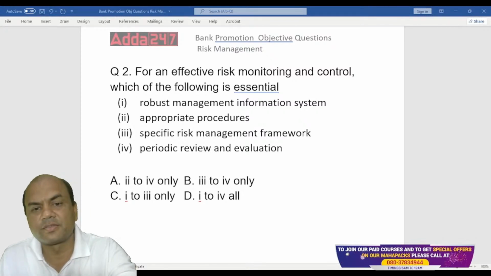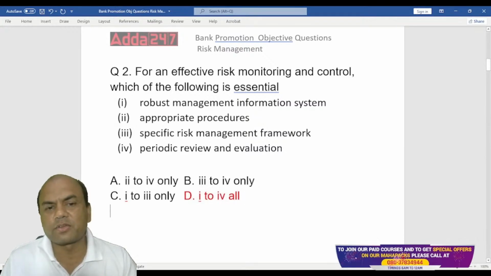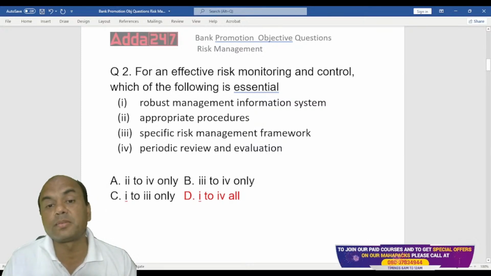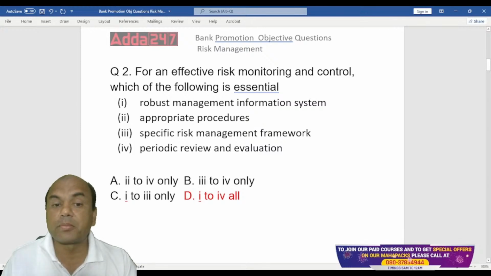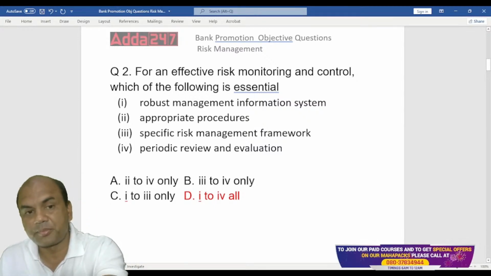So the answer is easy one, isn't it? Quite easy. The answer is D, 1 to 4 all. All the things are required. MIS is required, and what is MIS? Management Information System. It means whatever happens in the branch or in the banking system should immediately be known to the top management as well as the board of directors. Then appropriate procedures should be there. Risk management framework should be there. And periodic review is very much essential. That's why we have audits, right?